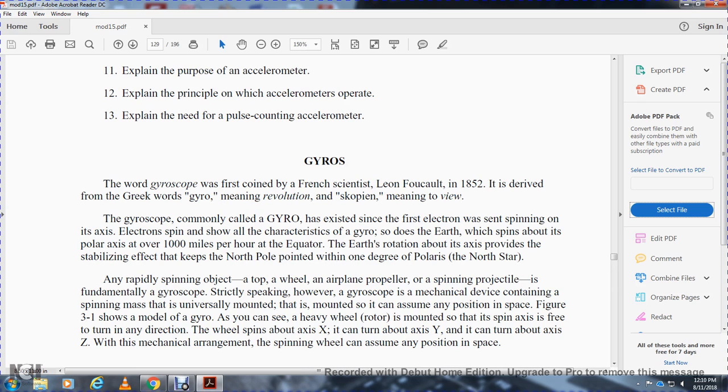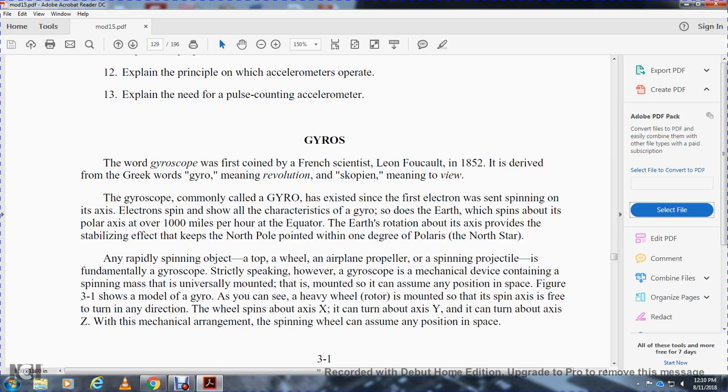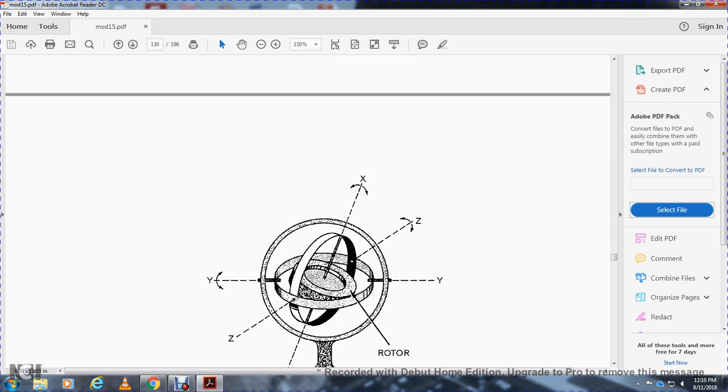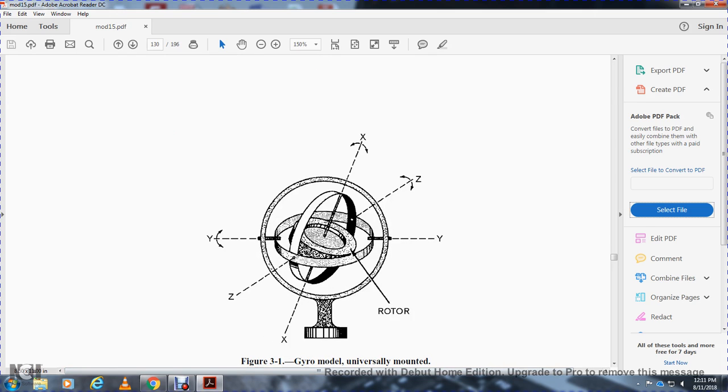Strictly speaking, however, the gyroscope is a mechanical device containing a spinning mass universally mounted so that it can assume any position. Figure 3-1 shows a model of the gyro. Here you can see how the heavy wheel, or rotor, is mounted so the spin axis is free to turn in any direction. The wheel spins about axis X and can turn about axis Y and about axis Z. This mechanical arrangement lets the spinning wheel assume any position in space. Alright, this shows your gyro model, universally mounted.